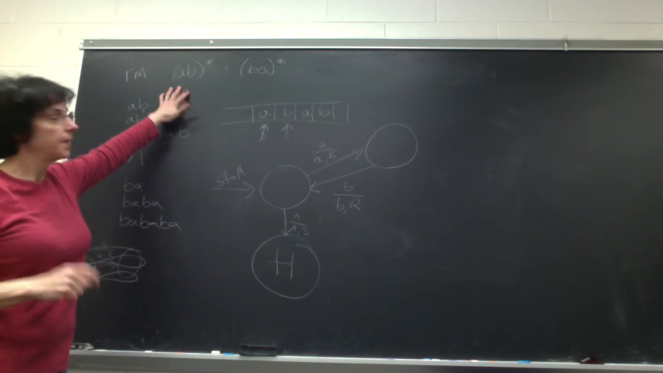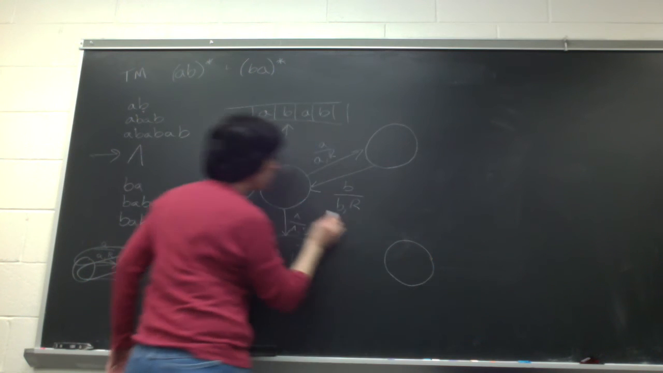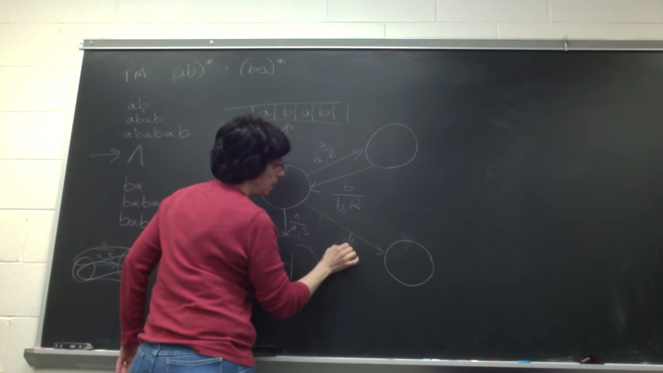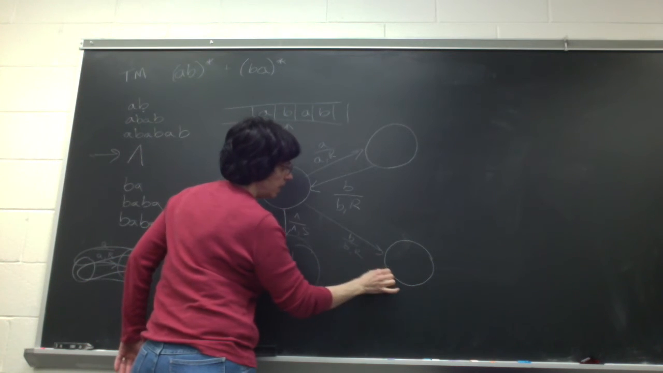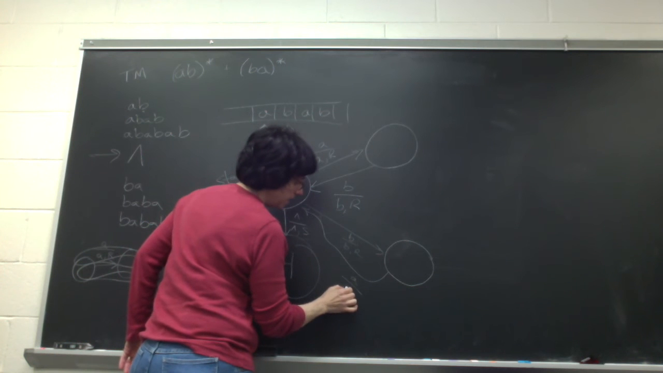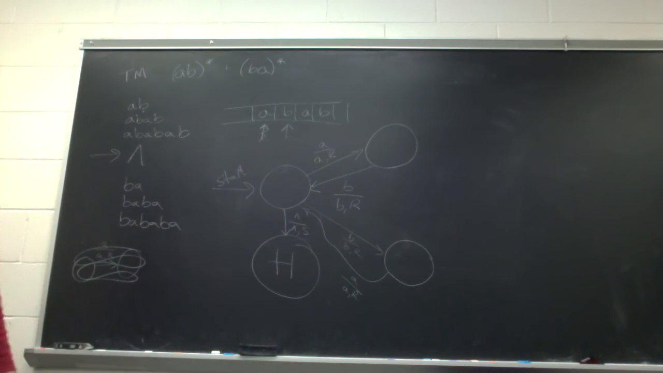You guys with me? And of course, it sure looks like I could do the same thing where if I see a B, write a B and go right, and then if I see an A, write an A and go right. And this looks pretty good because then I could get the B, A, B, A, B, A, B, A.